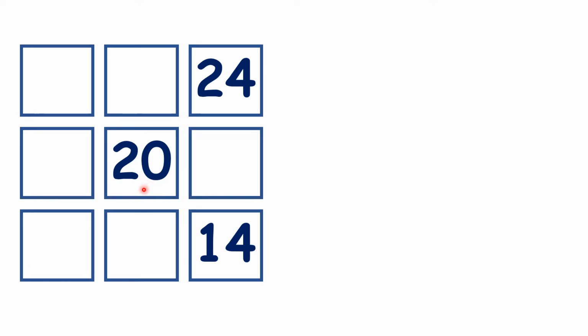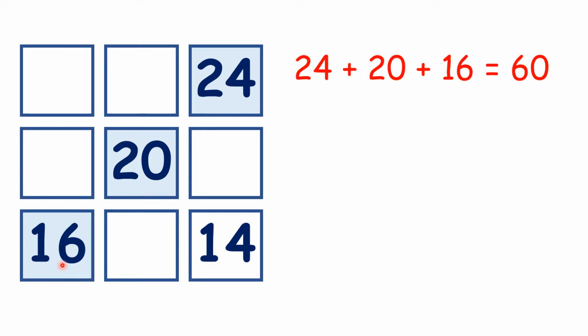So here's a really difficult magic square. There aren't three numbers in one row, column, or diagonal. So we don't know straight away what the numbers will total. But let's take a diagonal. 24 is 4 more than 20, so this opposite square must be 4 less than 20, so 16. And now that we have a complete diagonal, we can add up the three numbers to give us 60. So we know that each row, column, and diagonal must add up to 60.